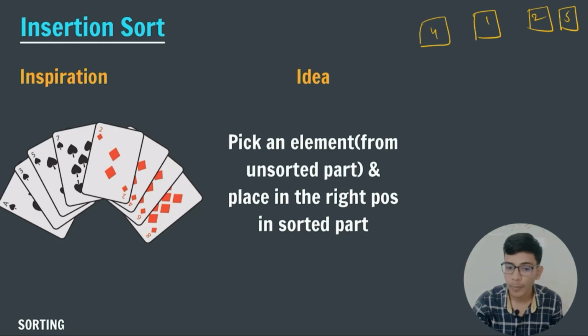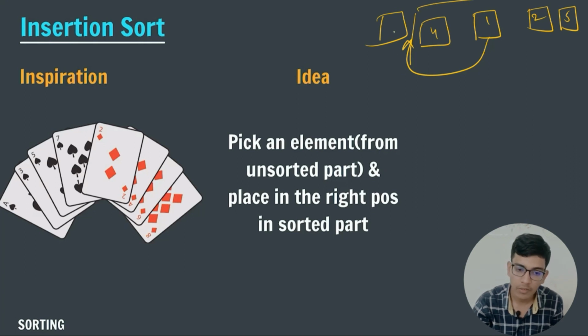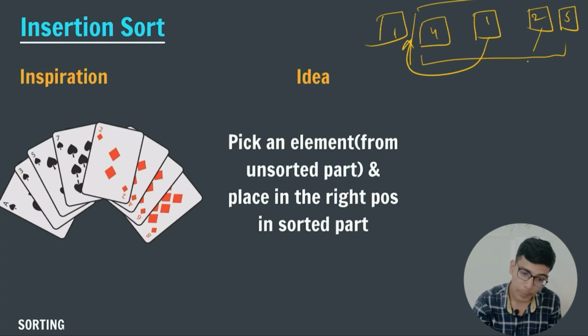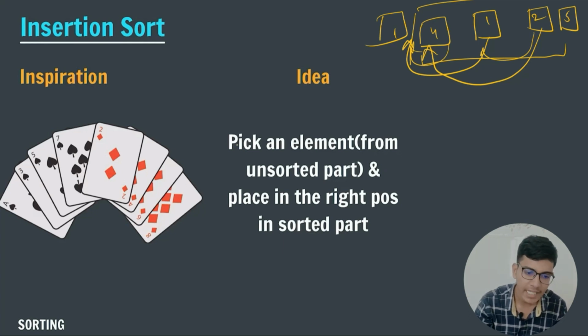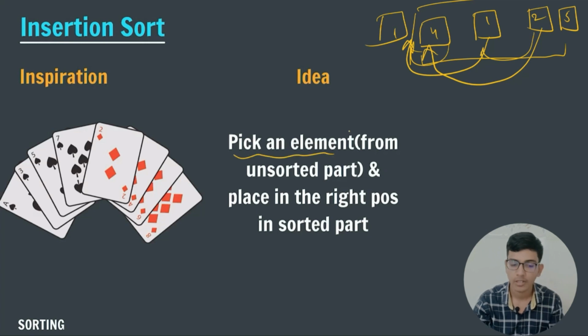Similarly here, we will pick a card, that is, an element. Here we will pick 1 and place it in front of all. After this, the rest remains my unsorted part, and here we will pick again the least value, and after that 4, and after that 5. So this is how picking elements from the given array is known as insertion sort. The idea here is to pick an element from the unsorted part and place it in the right position.